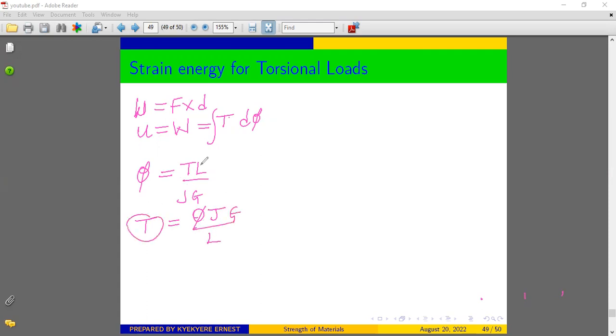So when we substitute this in place of torque, the formula for finding the strain energy will be equal to the integral of JG/L times phi, where phi is the angle of twist. Then from here, JG/L is constant. We want to integrate with respect to phi. Therefore, we can say that the strain energy U will be equal to JG over L times the integral of phi dphi.